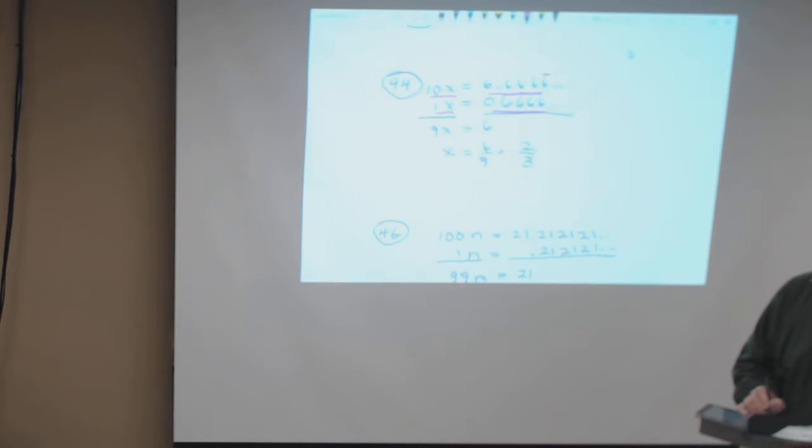Okay? Now, when I subtract from 10x, 1x, I get 9x. Everybody see that? When I subtract this from this, all of this stuff zeroes out. Everybody follow that? So I'm left with 6. So if 9 times x equals 6, then x would equal 6 over 9.